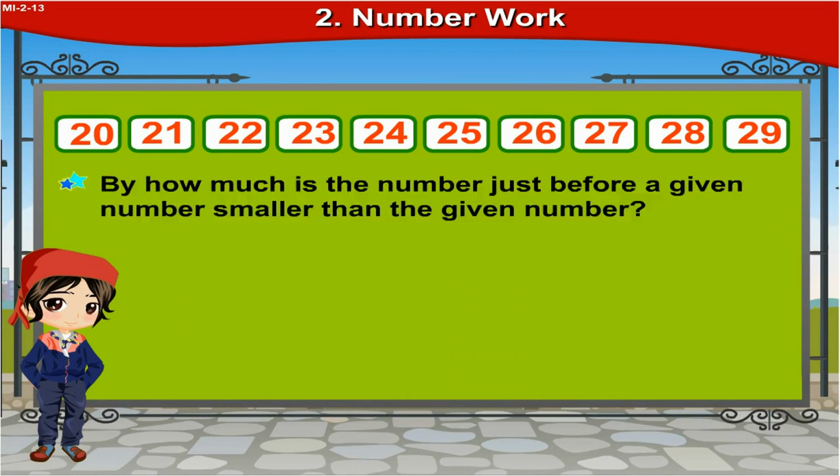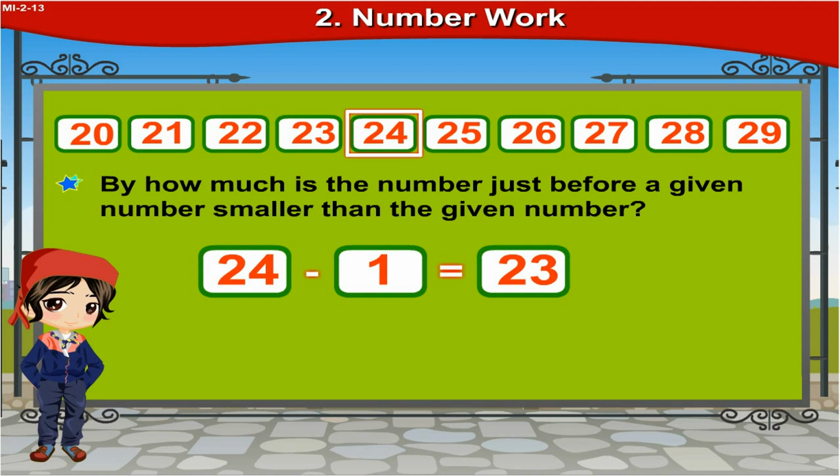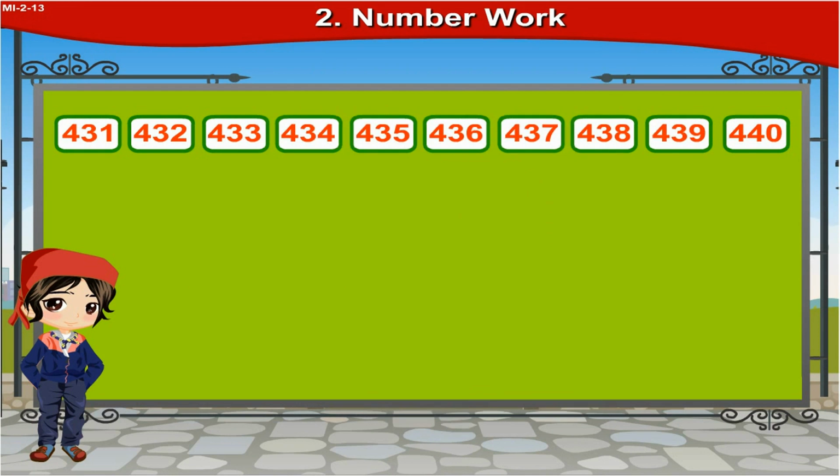Next question. By how much is the number just before a given number smaller than the given number? The number just before a given number is smaller than the given number by 1. So the answer is 1, and in the box we'll write 1.